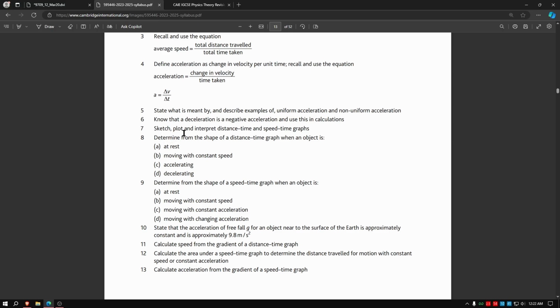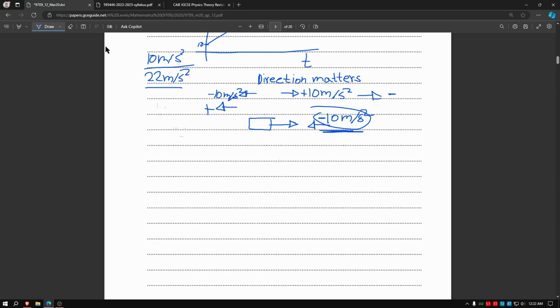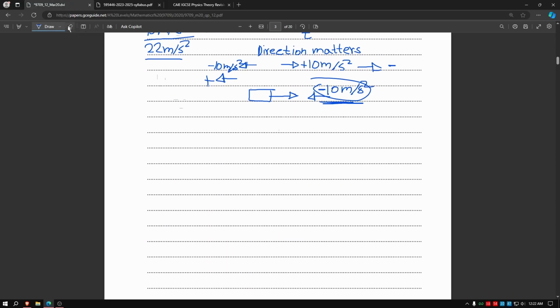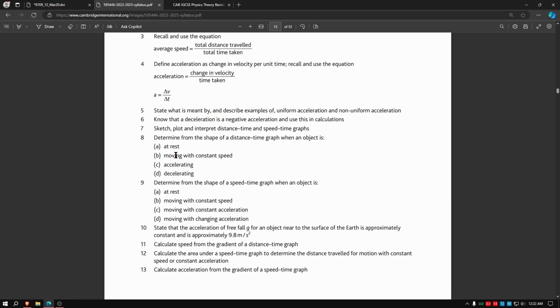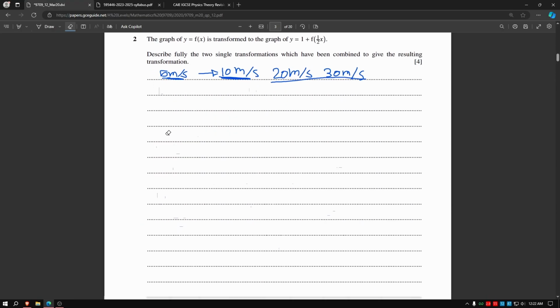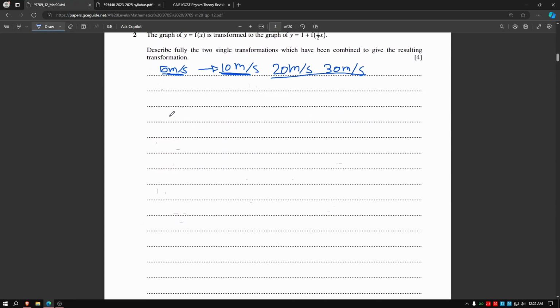Sketch, plot, and interpret distance-time and speed-time graphs. Let's read this. First of all, the speed-time graph, very simple. The y-axis will be S, which is for speed. Let's fully write it: S not for displacement, but speed. And this will be time.